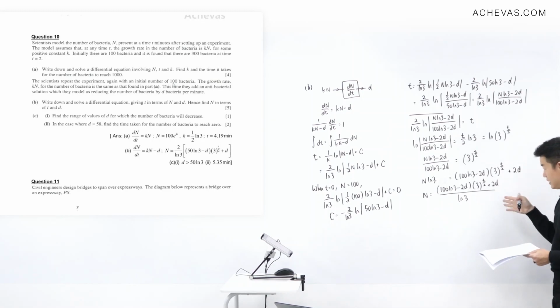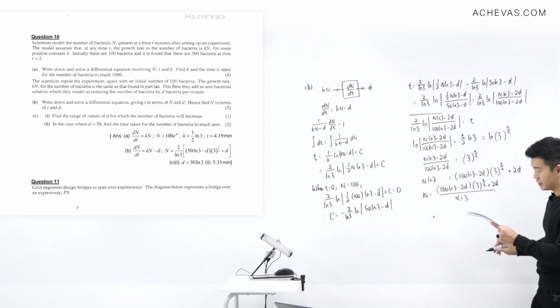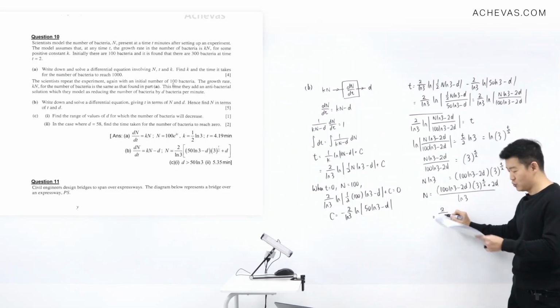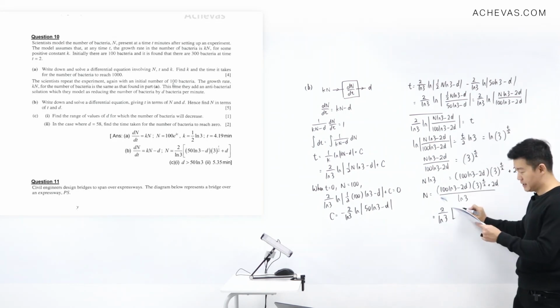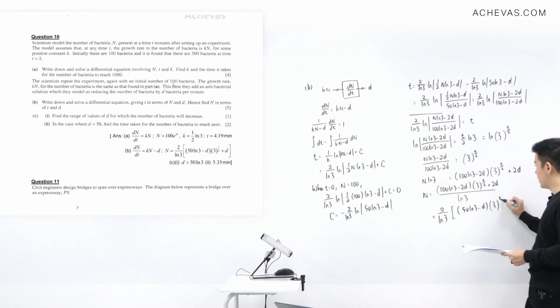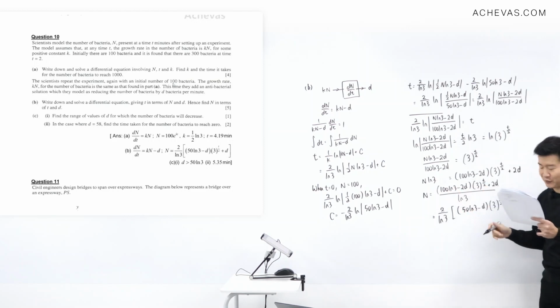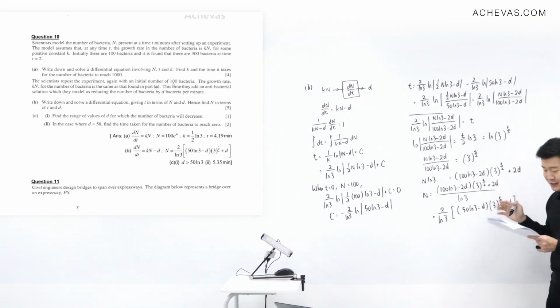I can leave it as this, or I can also try to factorize out 2 from the numerator, which will then give me 2 over ln 3 of 50 ln 3 minus d, then 3 to the power of t over 2 plus d. This is n in terms of now d and t.